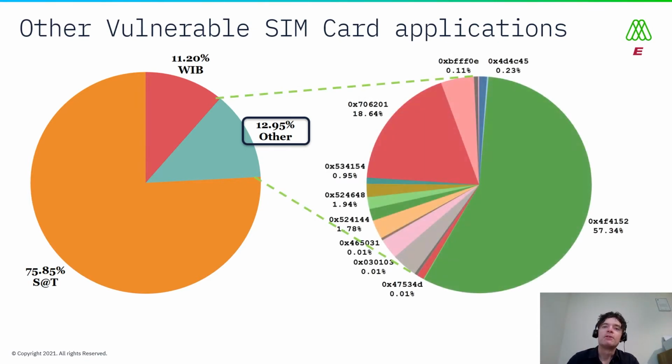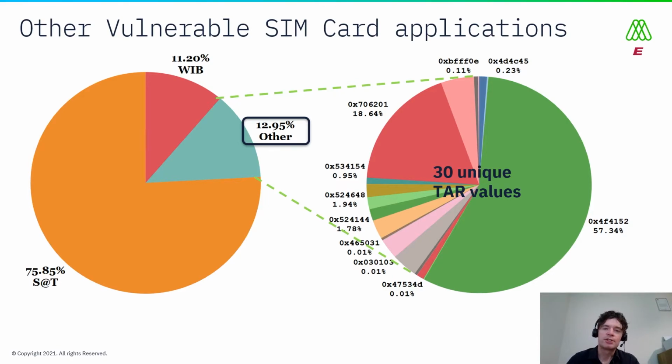Now, this is made up of a lot of different types of SIM card applications. In fact, there were over 30 unique TAR values. If you remember what I said TAR was, it stands for Toolkit Application Reference. This is the identifier of the SIM card application itself. But there were over 30 different ones.